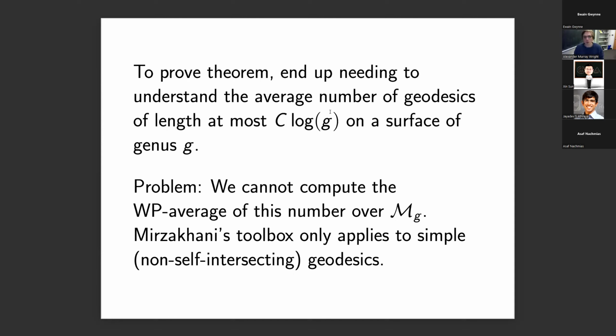You instantly run into a problem, which is you simply can't exactly compute that, even the Weil-Petersson average. You do have this wonderful toolbox of Mirzakhani, but it only applies to simple geodesics. And again, simple means non-self-intersecting, so not visiting the same part of the surface twice. And certainly lots of geodesics, even of length 5, are not simple. So how are you going to get around this?